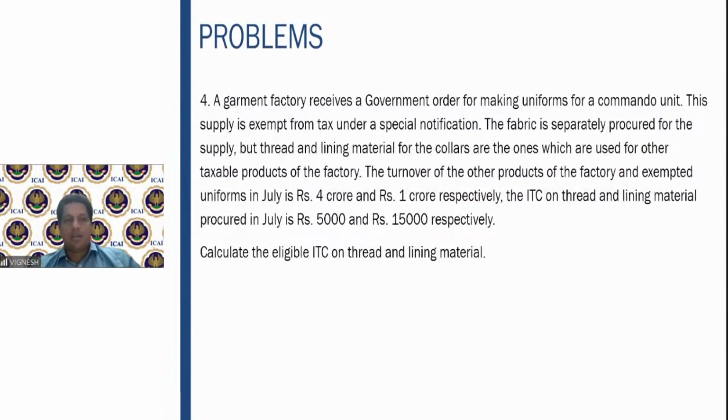Fine. Next, a garment factory receives a government order for making the uniforms for a commando unit. The supply is exempt from tax under special notification. The fabric is separately procured for the supply, but thread and lining material for the collars are the ones which are used for other taxable products of the factory. Turnover of the other products and the exempted uniforms is 4 crores and 1 crore respectively. ITC on thread and lining material procured in July is 5,000 and 15,000 respectively. Calculate the eligible ITC on thread and lining material.